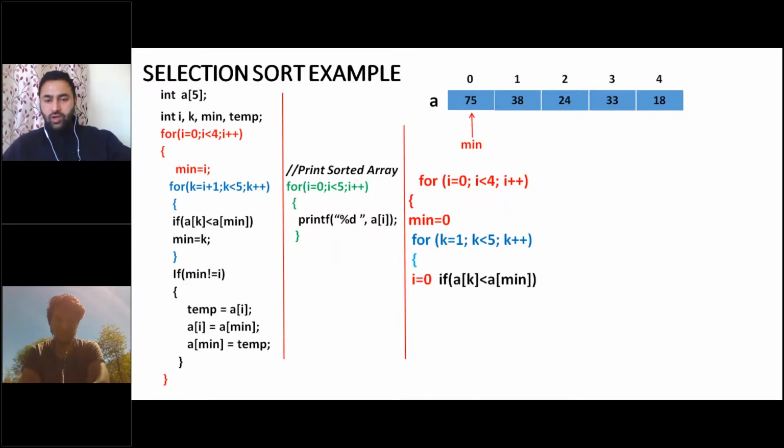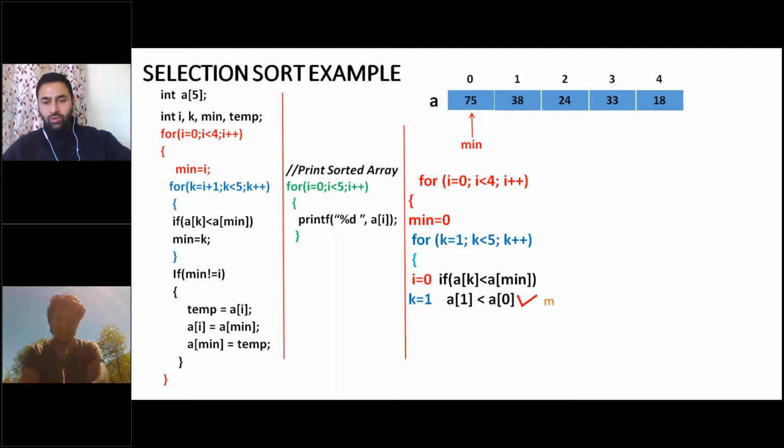Now if a of k is less than a of minimum, first time what is value of k? 1, and what is value of minimum? 0. So first element will be compared with 0th element. So is this true or false? True. This is true. First element 38 is less than 75. Okay, so there will be swapping.